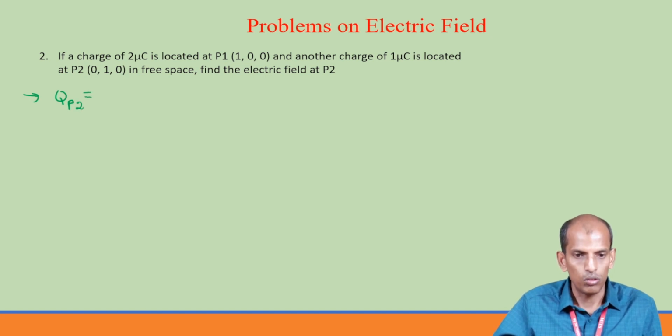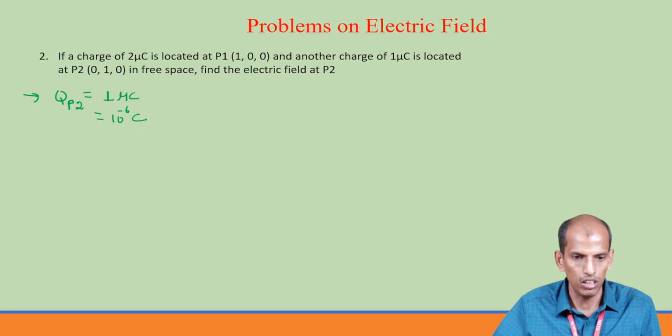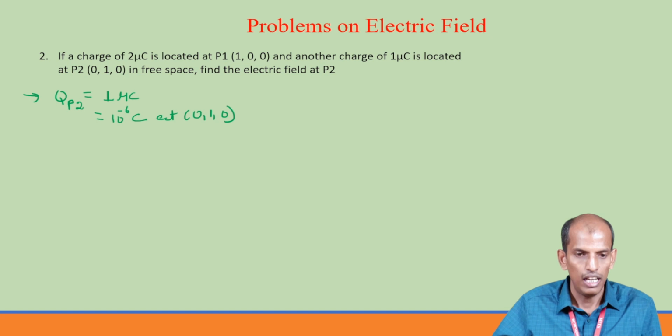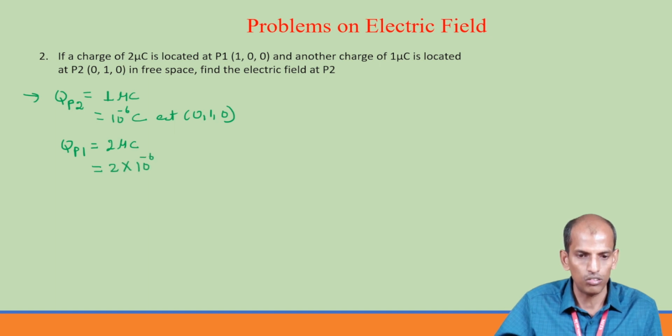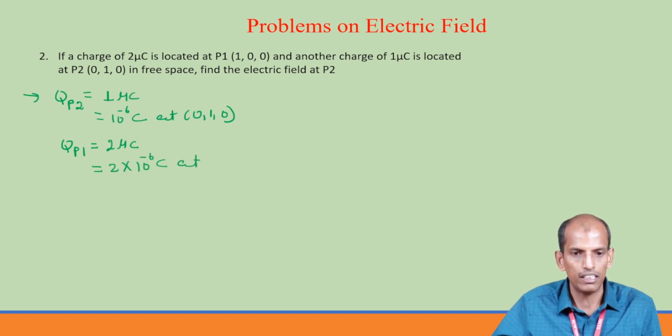So this is 1 microcoulomb. I will write this one as it is. 1 microcoulomb means 10 to the power minus 6 coulomb. That's very simple. And this one is located at (0, 1, 0). And there is another charge QP1, that is 2 microcoulomb, which is 2 into 10 to the power minus 6 coulomb, and this is located at (1, 0, 0). That's very simple, right? And then we have to find the field at P2.